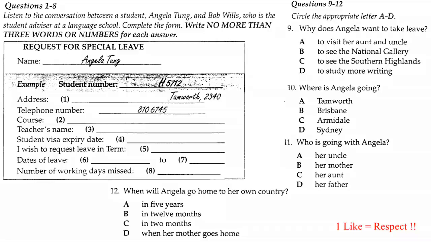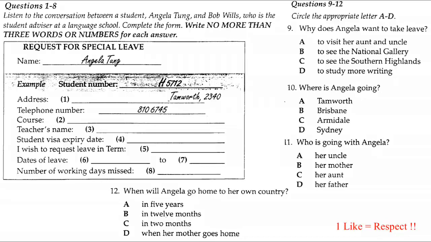Hello, Foreign Student Advisor's Office. This is Bob Wills speaking. Can I help you? It's Angela Tung here, Bob. I'd like to make a request for special leave. Can I do that over the phone? Hello, Angela. You can make that request by phone, but I'll have to fill the form out. Let me get the special leave form. OK, here it is. Tell me your student number, please. It's H for Harry, 5712. H 5712. OK. What's your address, Angela?